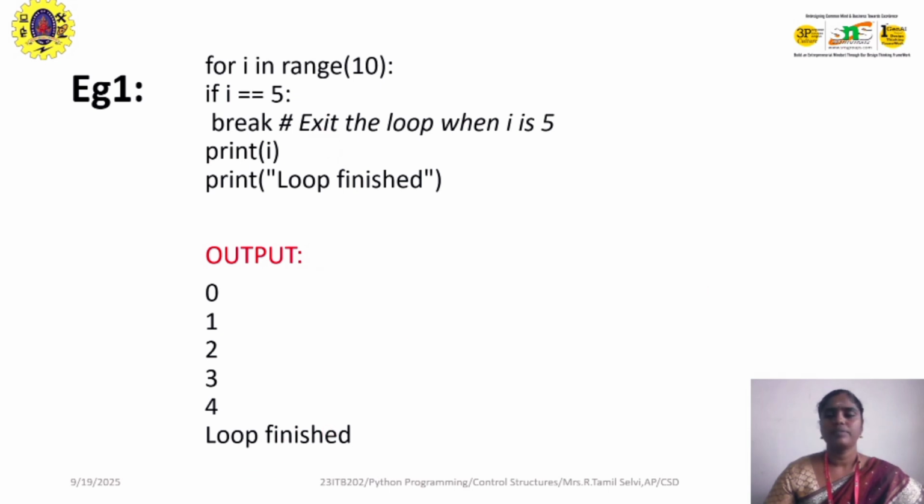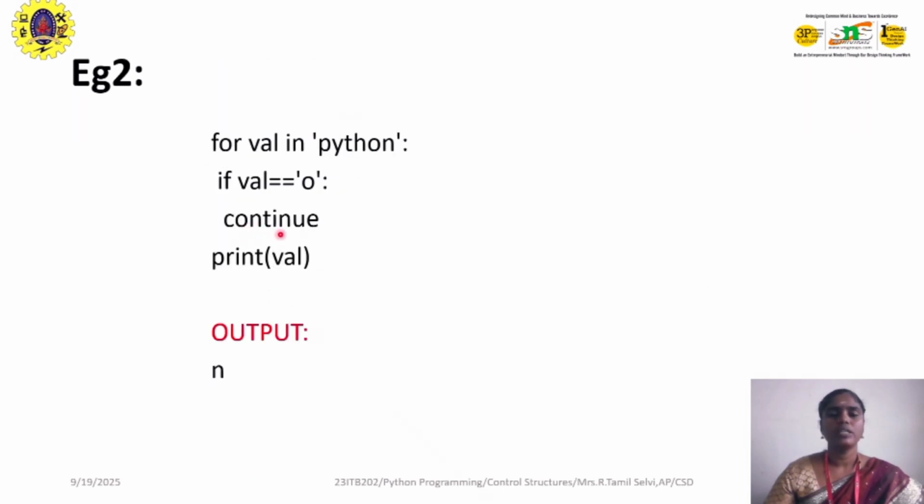And finally, for our understanding, using the print function, we have added loop finished in our output screen. This example illustrates the usage of the continue statement: for val in Python, if val is equal to o, continue, print val. Once you run this program, you will get the output n, because we define if val is equal to o, continue, and print the value. After o, we have the character n.